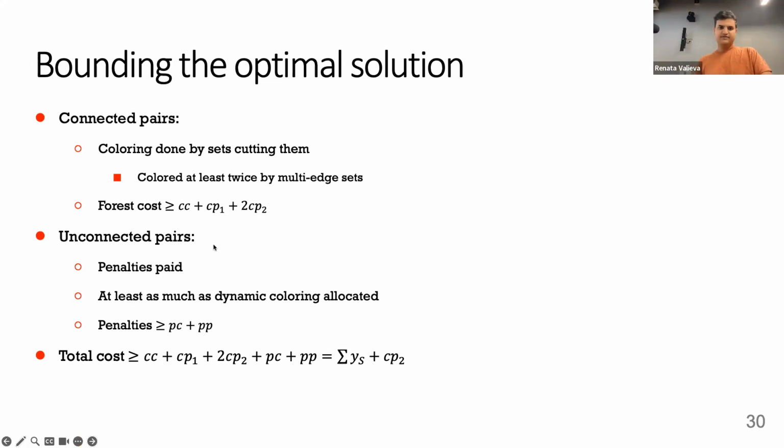For the unconnected pairs, we pay their penalties, which are at most as much as the dynamic coloring done for those pairs, because the dynamic coloring for each pair is bounded by the penalty. So we also get this. And this gives us this bound for the total cost of the optimal solution, which compared to previous works, has this extra term here, which is based on our use of the multi-edge sets that color two edges of the optimal.